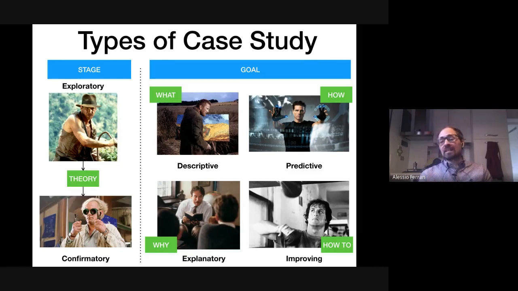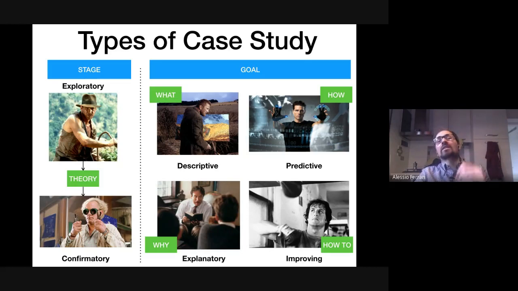And improving case studies, it's the most typical one that, of course, answers the question how to, the case in which you, like in the example that I provided, go in a company and you want to improve the process, for example, with the introduction of a new tool. These are the typical cases. Of course, there can be a mix. So normally you have, for example, an exploratory case study that is, for example, improving. What is the typical case? The case in which it is the first time that you try out that tool in a real context.